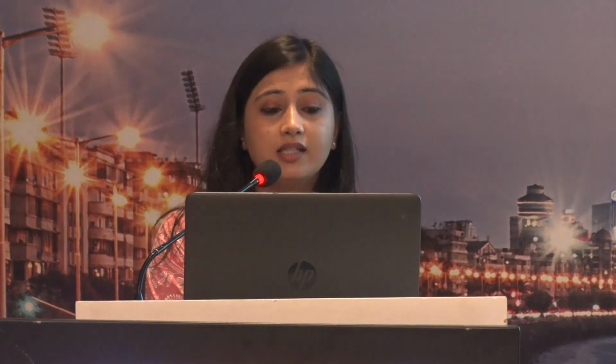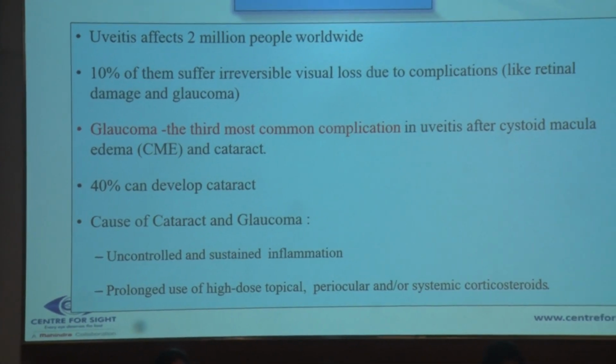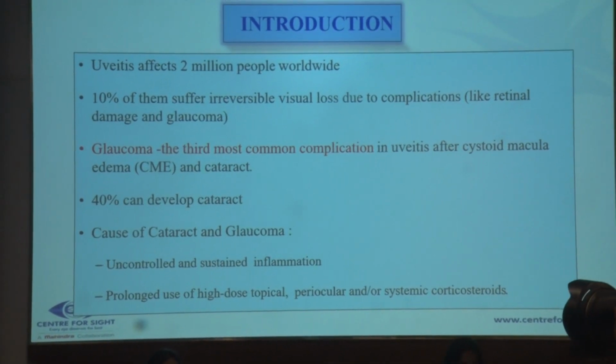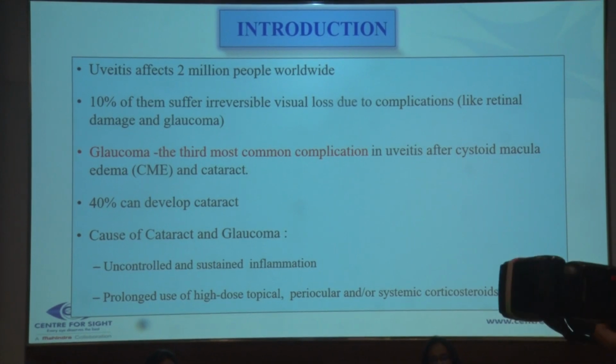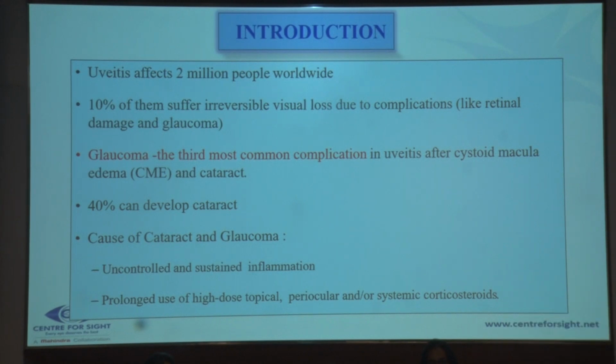As we all know, uveitis affects 2 million people worldwide, and 10% of them suffer irreversible visual loss due to different complications like retinal damage and glaucoma. Glaucoma is the third most common complication, the first two being macular edema and cataract. And 40% of those patients can develop cataract.